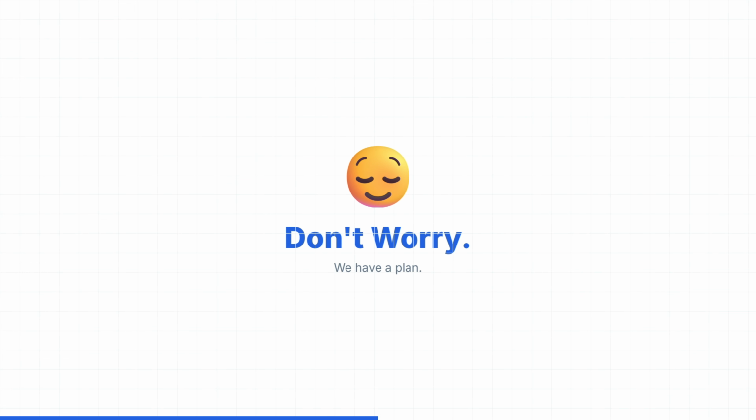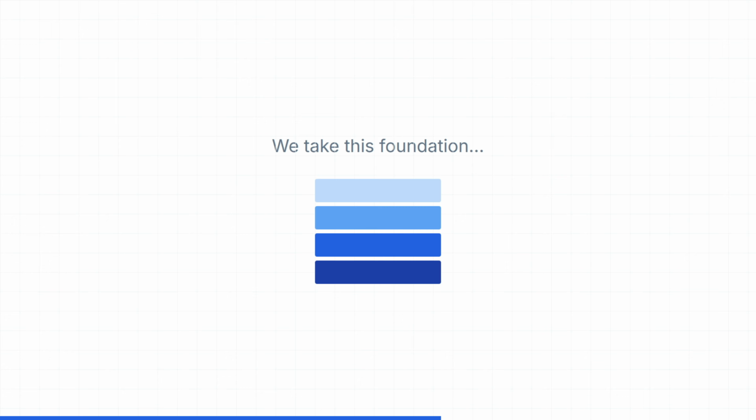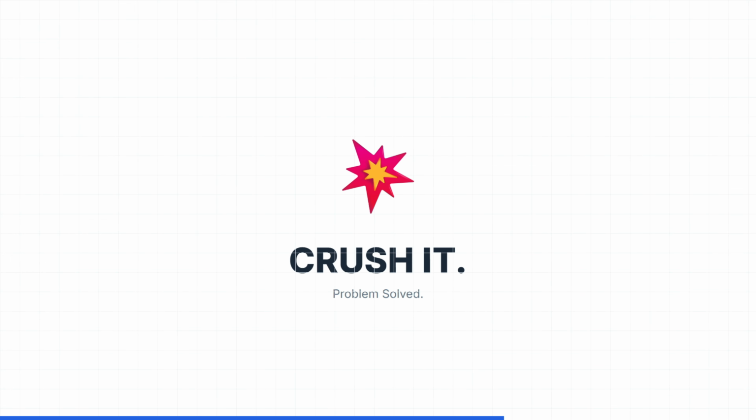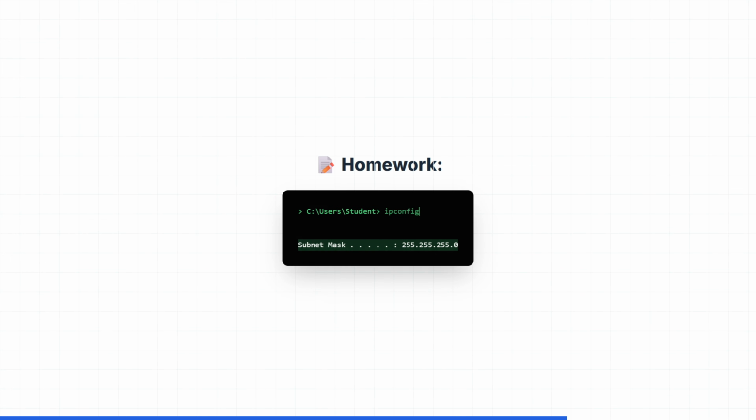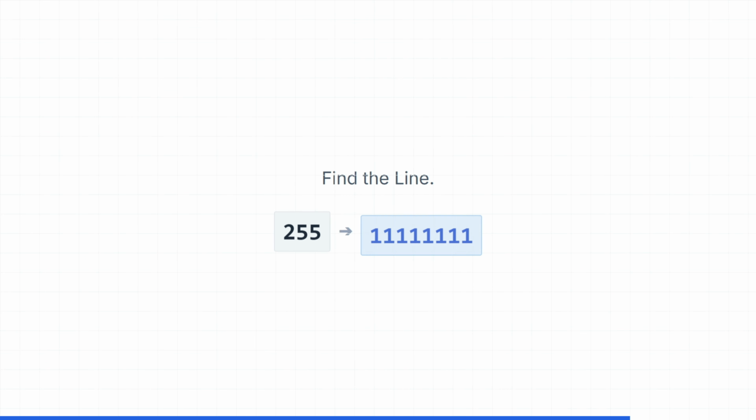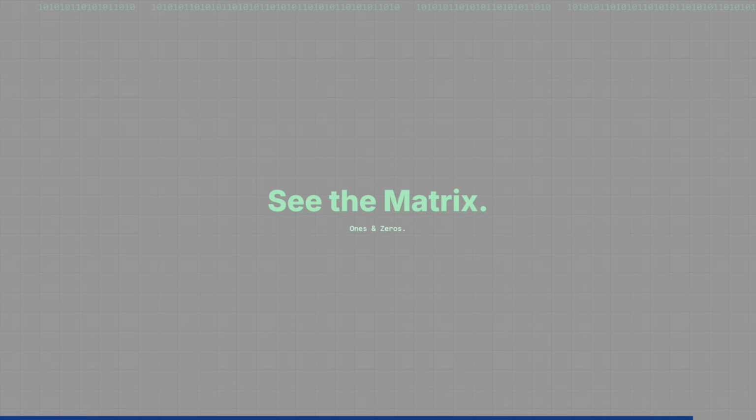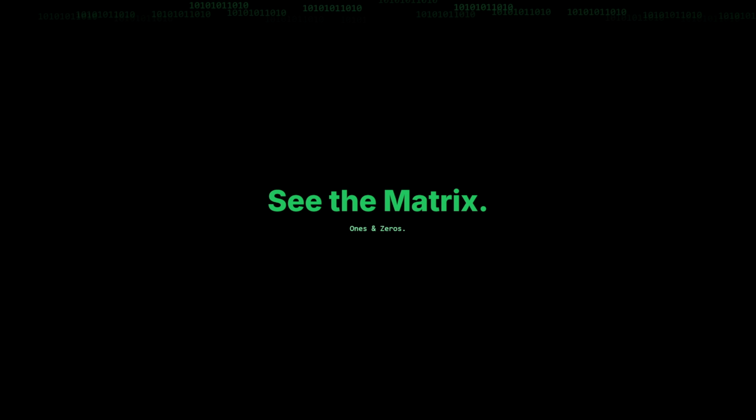But don't worry, in the next video, we are going to take this foundation and we are going to crush that problem too. Your homework for today: open your command prompt, type ipconfig, and find your subnet mask. Convert it to binary, find the line. Once you see the ones and zeros, you understand the matrix.